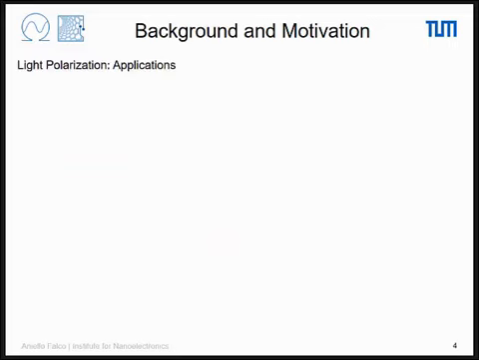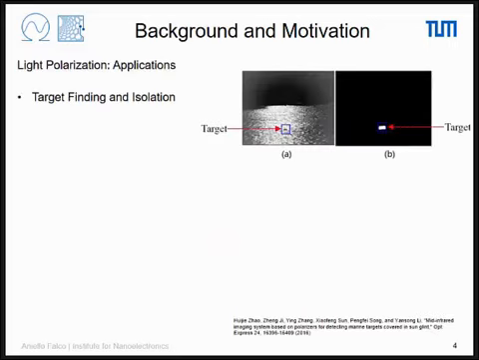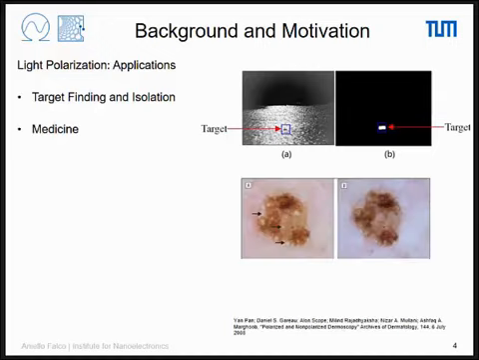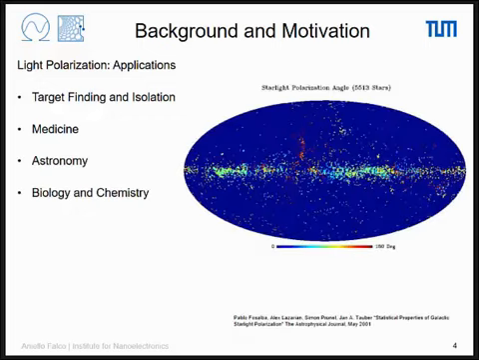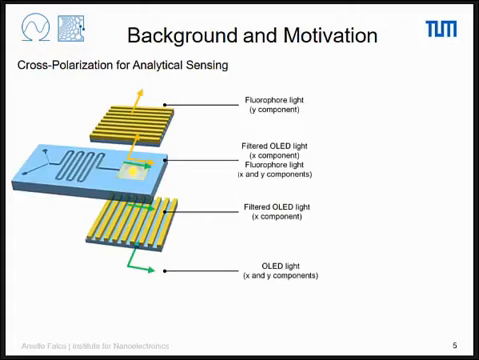Why light polarization? Because, for instance, you can find targets and isolate them, and as we've seen in today's plenary talk, where there are the militaries, there's money, so it's very good to invest there. It's also useful for medicine, like in this case for melanoma detection. It's good for astronomy. The polarized light of the stars has been used now for more than six decades, and in biology and chemistry.